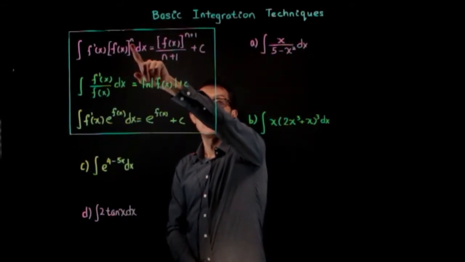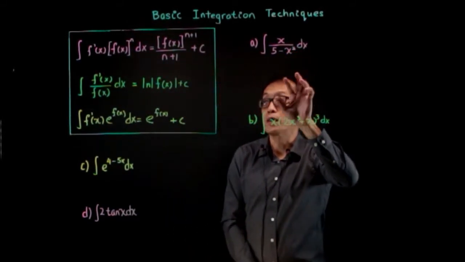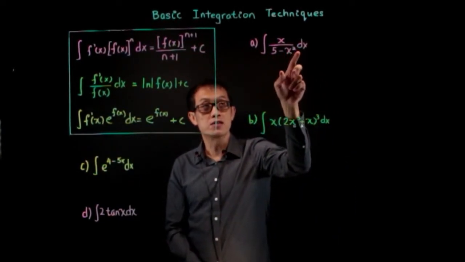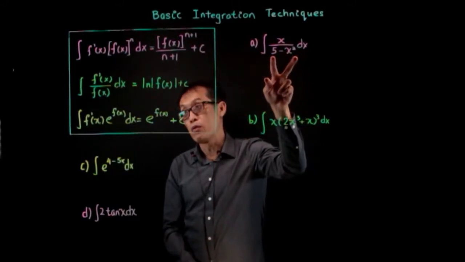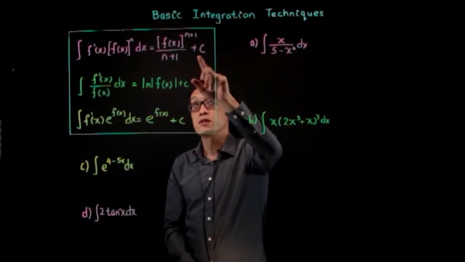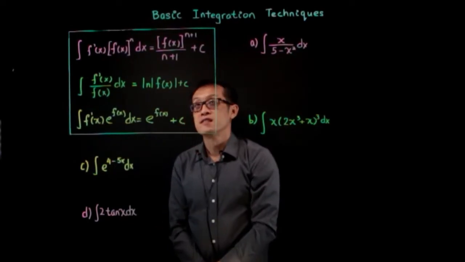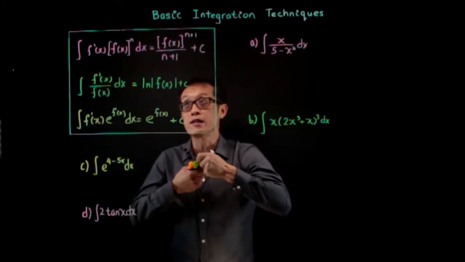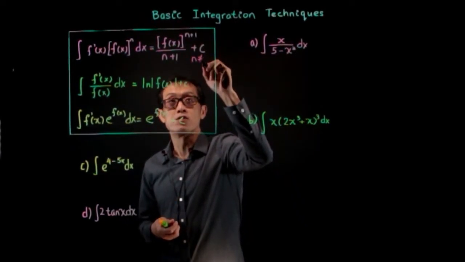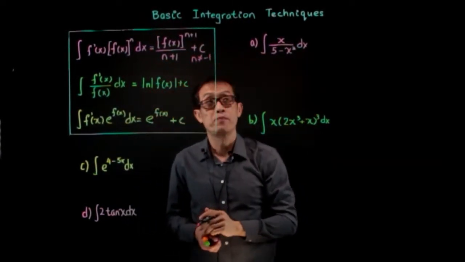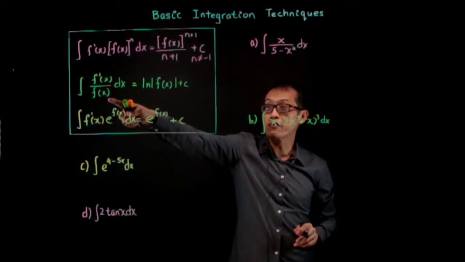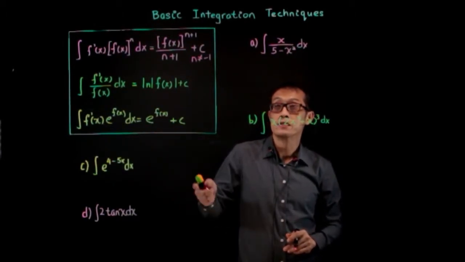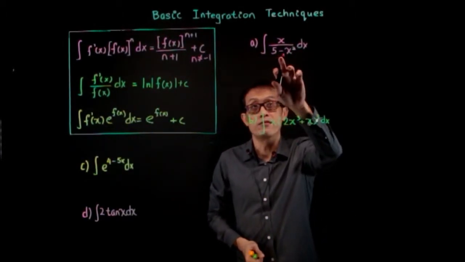There's a power n here. This is power minus 1. Now minus 1, 5 minus x squared, to the power of minus 1. So this n does not take on minus 1. Your n in this formula does not equal minus 1. But look at this, f of x is to the power of minus 1, so f of x is 5 minus x squared.